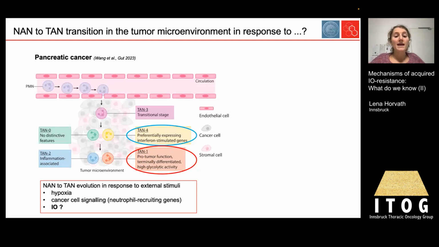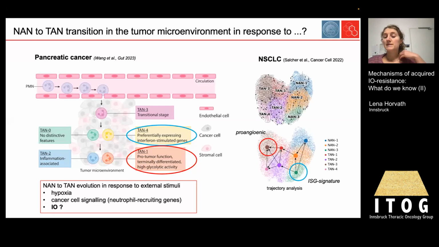For example, they become classically pro-tumor neutrophils with a strong VEGF-A expression and high glycolytic activity, maybe in response to hypoxia or cancer cell intrinsic signaling. But they can also become maybe anti-tumor neutrophil subsets with strong interferon-stimulated gene expression, maybe in response to immunotherapy. So this we don't know until the end.